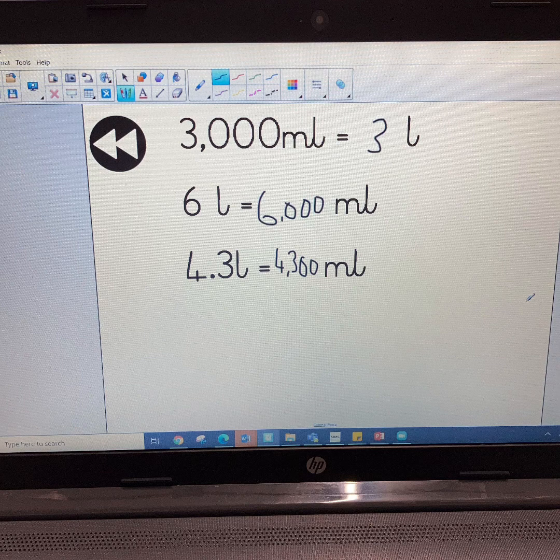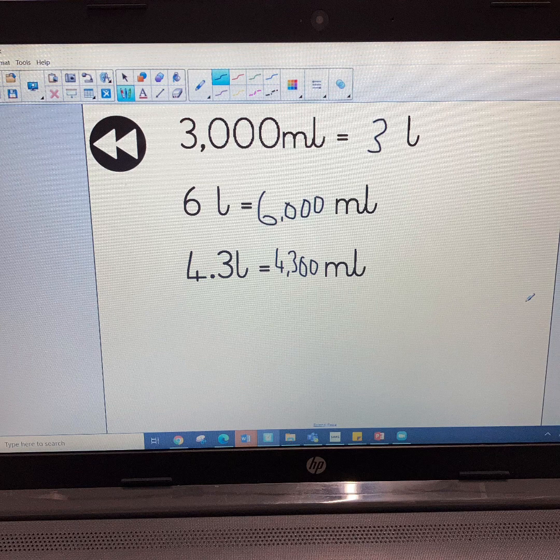Answer time then. So milli means 1,000th. So there are 1,000 millilitres in a litre. So we are going for the first one from a small measurement to a bigger measurement. So we are dividing by 1,000. 3,000 divided by 1,000 is 3. So it'd be 3 litres. Next one, we're going from the bigger measurement to the smaller measurement. So we are timesing by 1,000. So it'd be 6,000 millilitres.